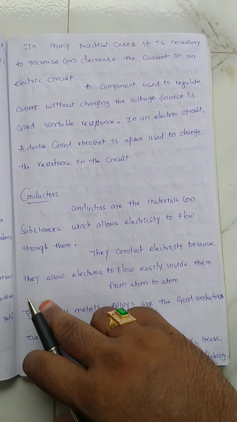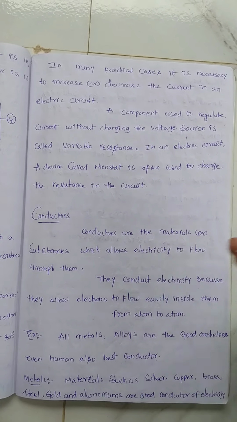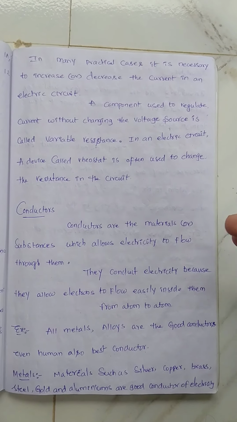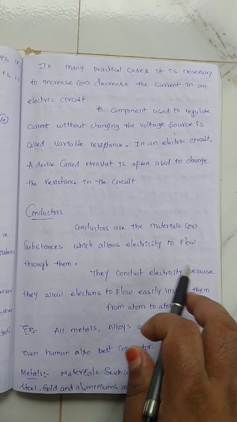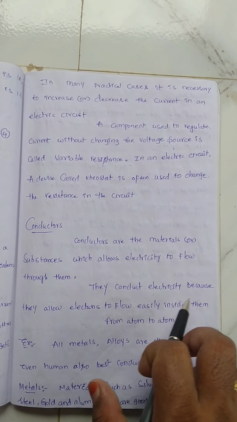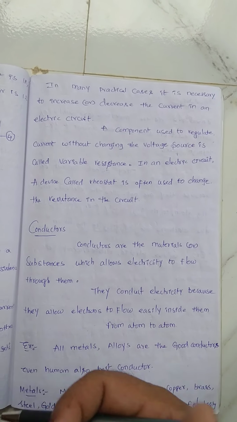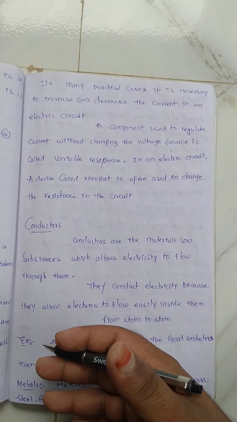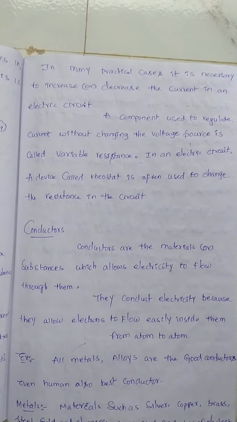We know very well about conductors. Actually, conductors are the materials or substances which allow electricity to flow through them, right? Already I told you conductors conduct electricity. All metals are good examples of conductors. Again I am telling, they conduct electricity because they allow electrons to flow easily inside them, because conductors have free electrons. The free electrons easily move from one atom to another atom. So due to the moving of free electrons, electricity is easily conducted.